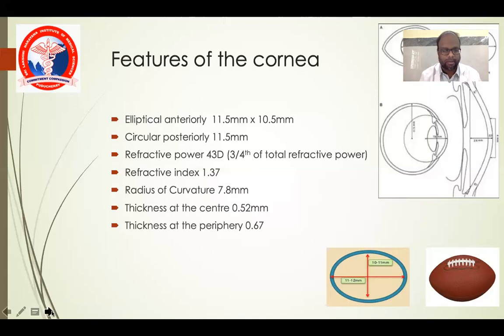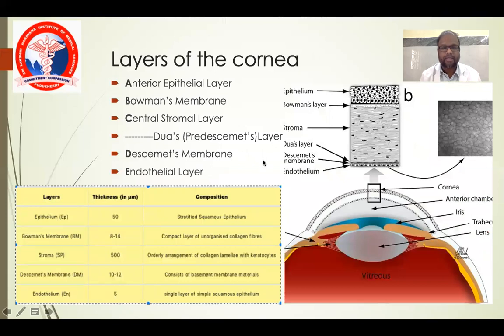Now coming to the layers of the cornea proper. The cornea has an anterior epithelial layer, a Bowman's membrane, a central stromal layer, an inconspicuous Dua's layer or the pre-Descemet's layer, and the Descemet's membrane, followed by a single layer of endothelial cells.